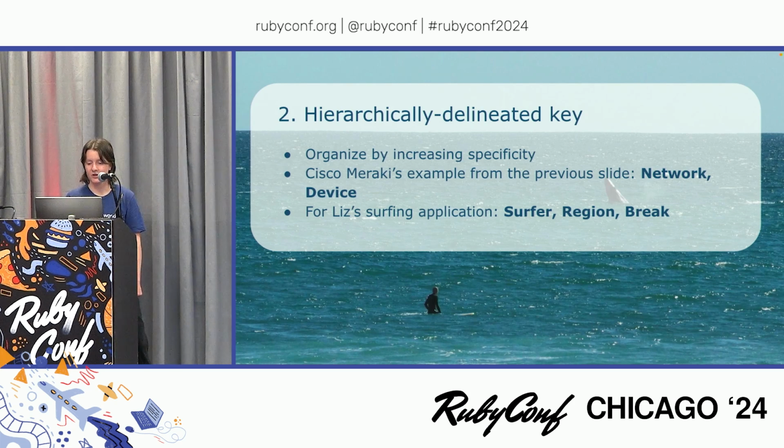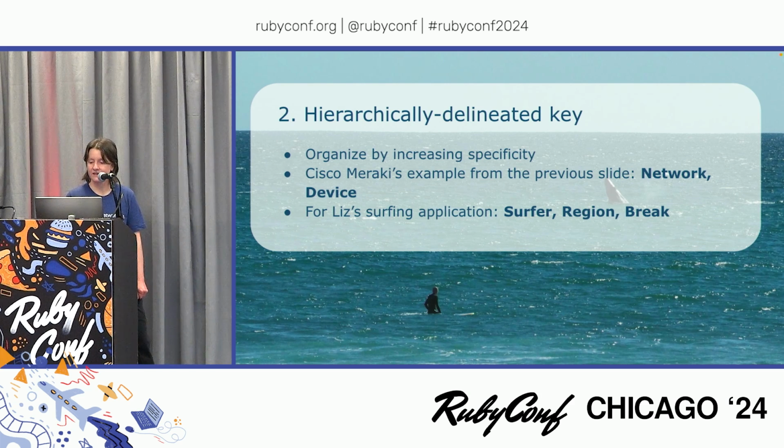The example from Cisco Meraki included 2 components, network and device. Since a network has many devices, this example is purely hierarchical. However, just because the ordering in this key typically corresponds to a real-world hierarchy, it doesn't necessarily have to. You can select whatever ordering you want for the components of this key, and that ordering depends only on how the data is accessed. In our case, Liz's surfing application is designed to be surfer-specific.